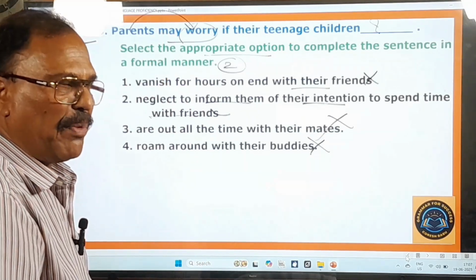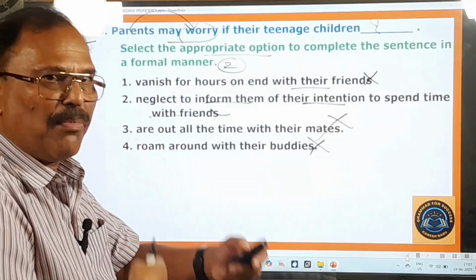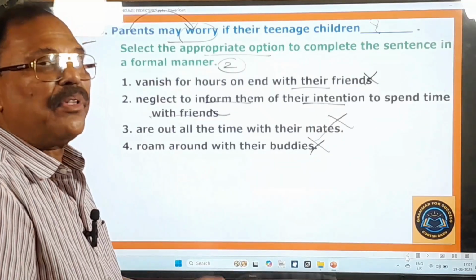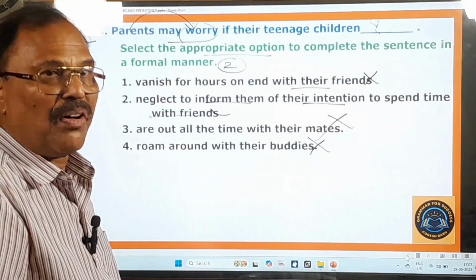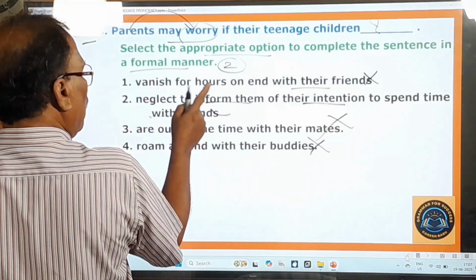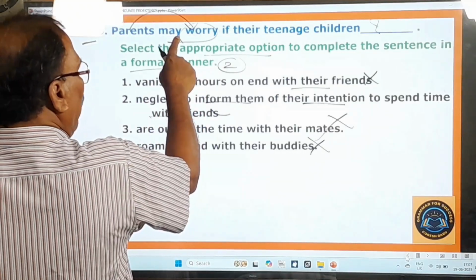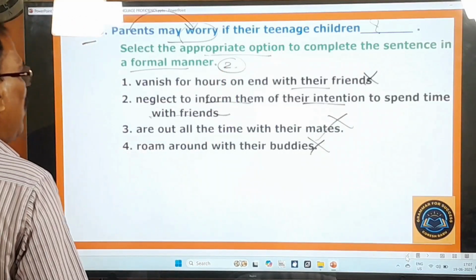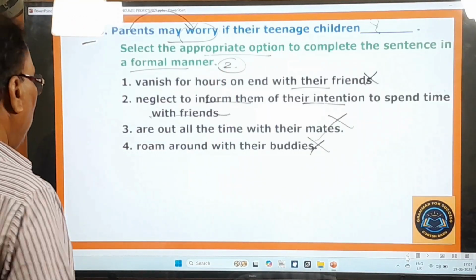తమ మిత్రులతో తమ సమయం ఎలా గడుపుతున్నాము అన్నది తెలియజేయనప్పుడు అప్పుడు తల్లిదండ్రులు వరి అవుతుంటారు, ఎటు పోయిండో ఏం చేస్తుండో అలా చెప్పి. So in a formal manner, this will worry the parents. Okay, right. And therefore the second one is the right one. And now you move on to the next question.